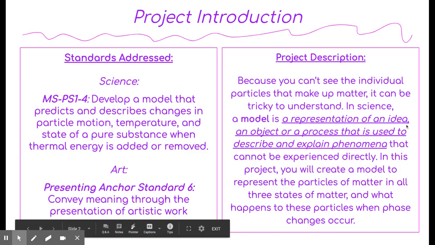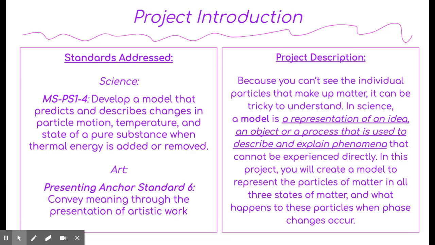Because you can't see the individual particles that make up matter, it can be tricky to understand. For this reason, many times in science, we use what is called a model. And a model in science is simply a representation of an idea, object, or process that is used to describe and explain phenomena that cannot be experienced directly. So in our case, the phenomena that we cannot experience directly or visually is states of matter and phase changes.